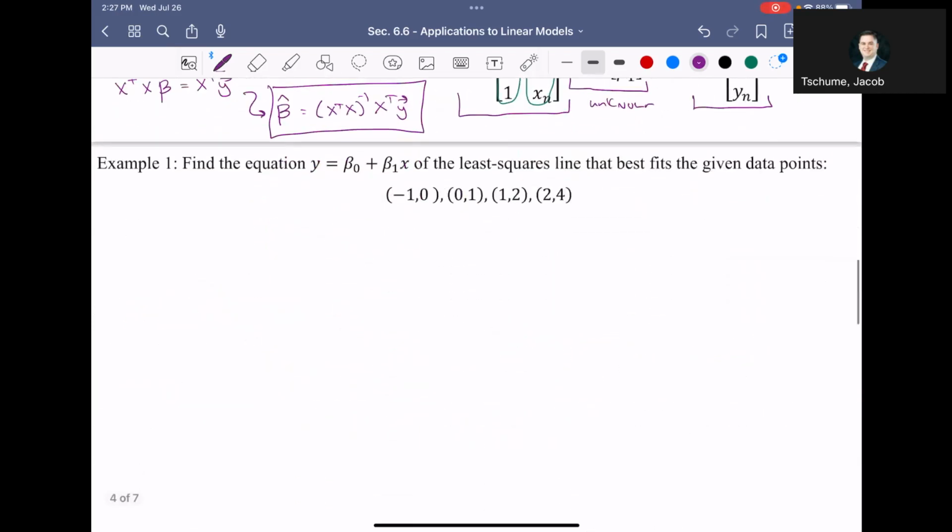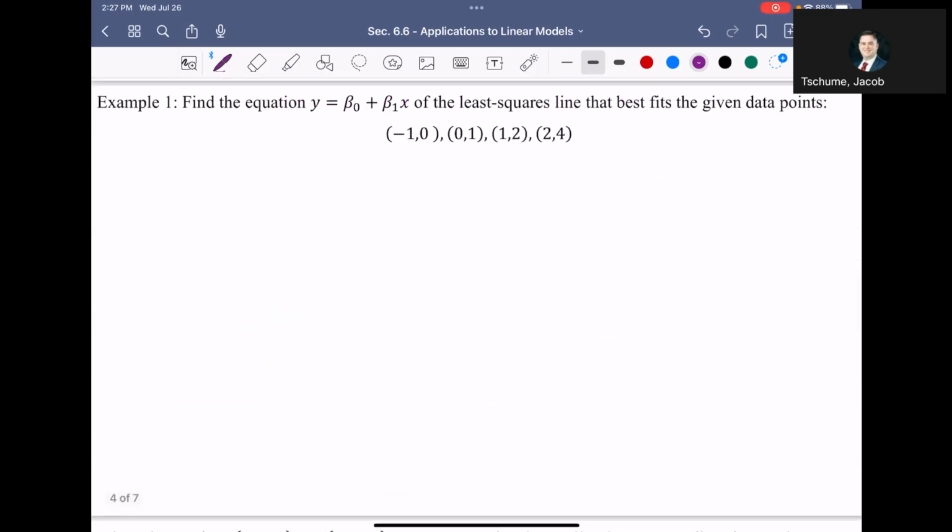All right. So let's do a kind of simple example here where I'm going to give you, in this case, 4 data points, and we want to write the best line that approximates this. So what is the equation y equals beta naught plus beta 1 x of the least squares line that best fits the given data points? So in this equation, you need 2 things. You have to make up your own matrix X, and then we will have to make up our column vector y.